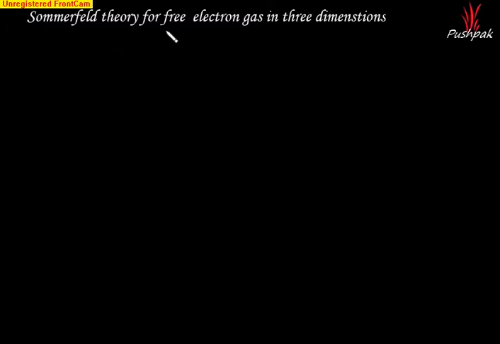Sommerfeld theory for free electron gas in three dimensions is an extension of the Sommerfeld theory of free electron in one dimension, in which we have considered that one electron which is free in metal can move only in a dimension 0 to a along x-axis, and it will have zero potential between 0 and A, but infinite potential at 0 and A.